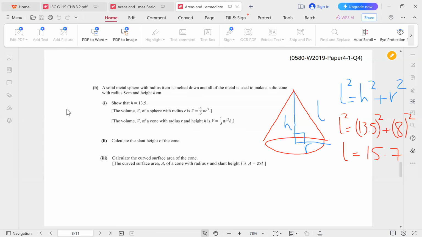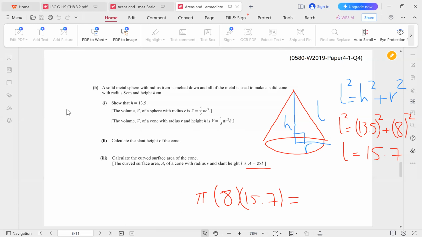Finally, we are required to calculate the curved surface area of the cone, and they gave us the formula for that. The curved surface area for the cone is pi r L. So pi multiplied by r, which is 8, multiplied by L, which is 15.7. We just plug the values in, and we use the calculator. So 8 times 15.7. And there is a button for pi, of course, on the calculator.